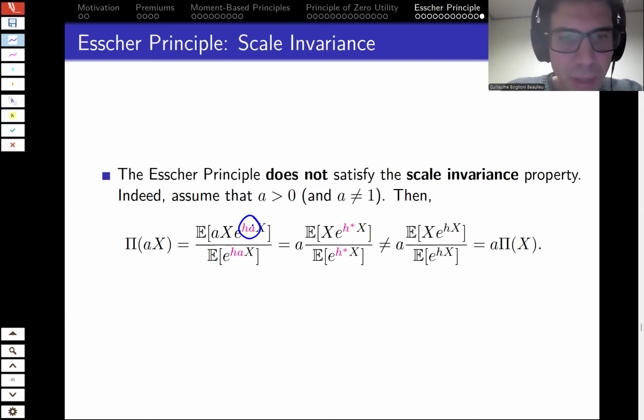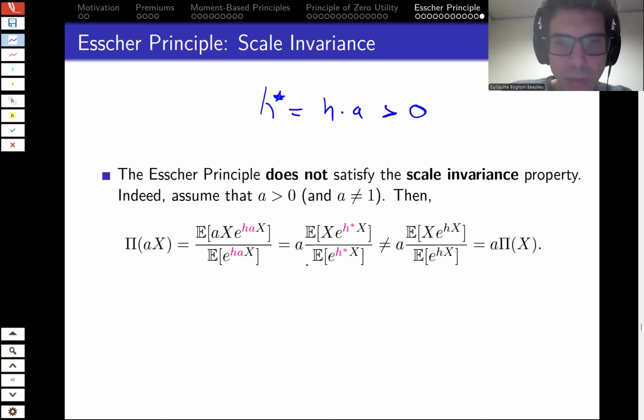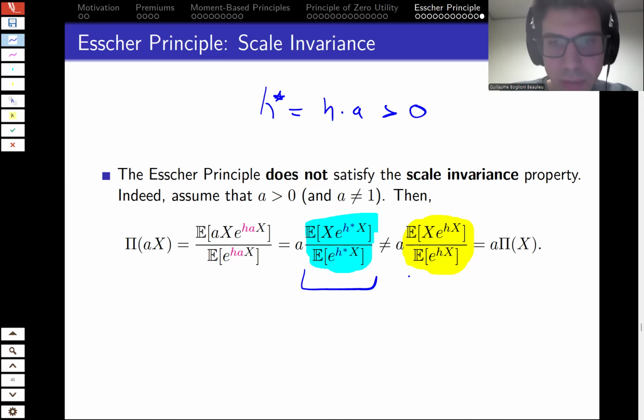But now look at this. This is a constant. It's a positive constant. H times a is a positive constant, so you can just call it, here I just call it h star. And so we are left with this. And now here we write this is not equal to this, and this is, of course, just the premium of x. Now, why do I say that this blue thing is not equal to, let's change colors, this yellow thing? I'm claiming here without any further justification that this is not equal to this.